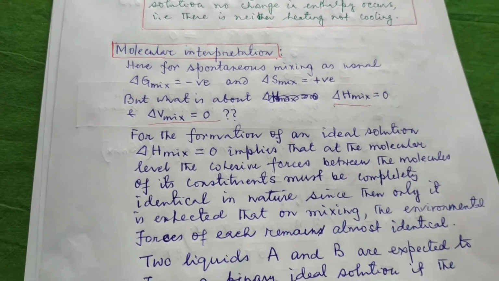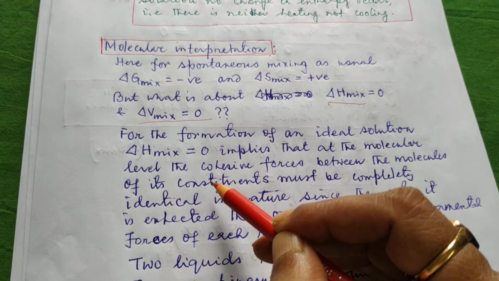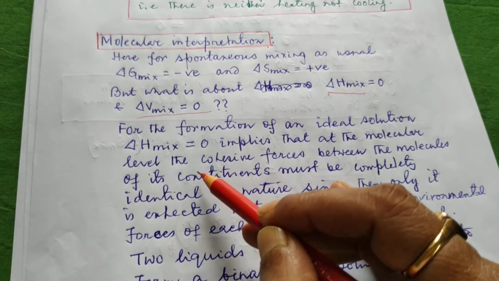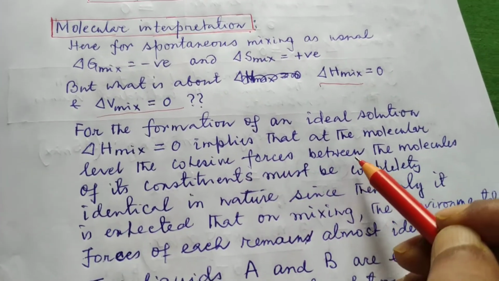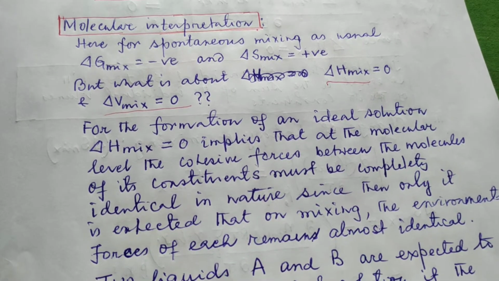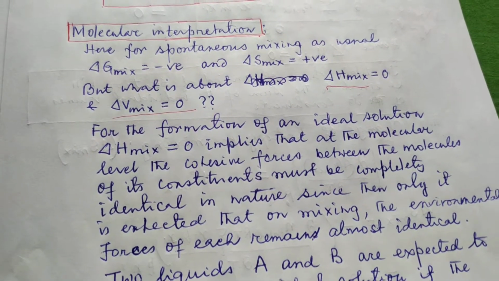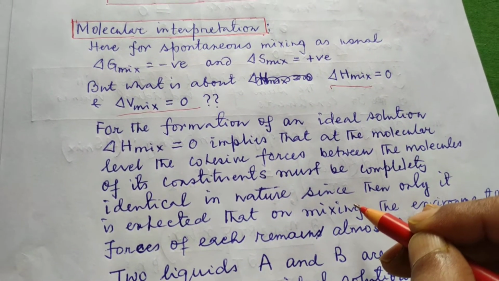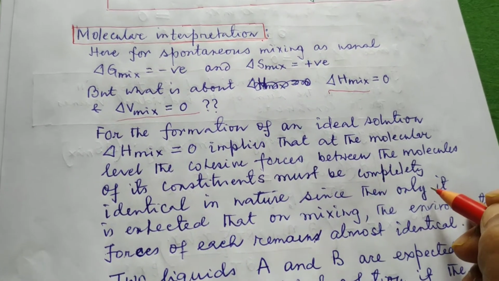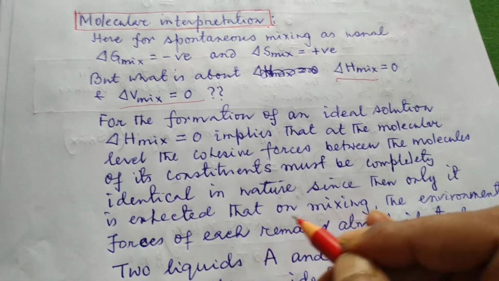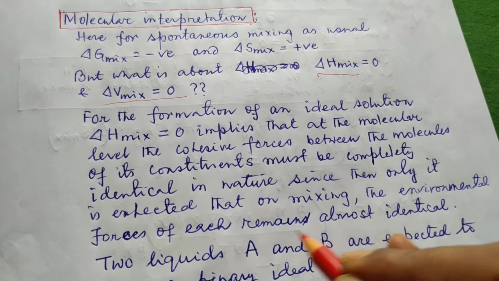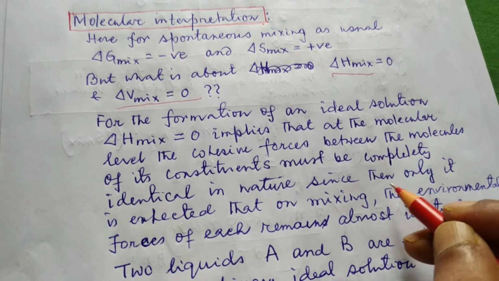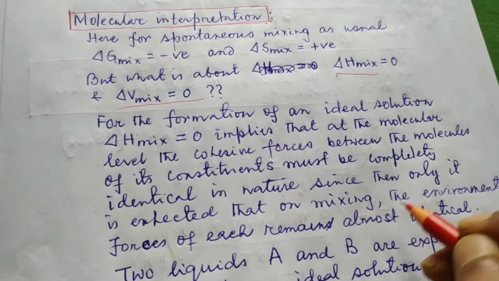Now, for the formation of an ideal solution, delta H mix equals 0, which implies that at the molecular level, the cohesive forces between the molecules of its constituents must be completely identical in nature. Only then is it expected that on mixing, the environmental forces of each remain almost identical.